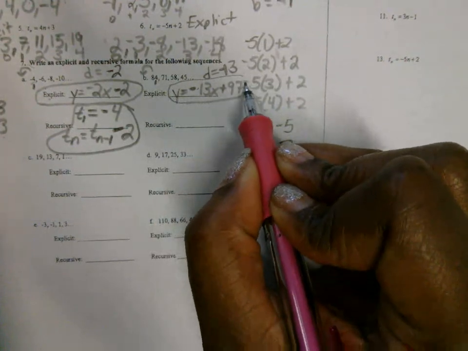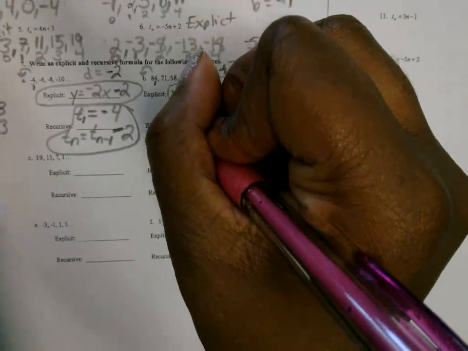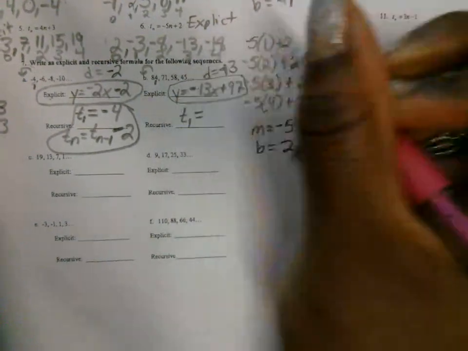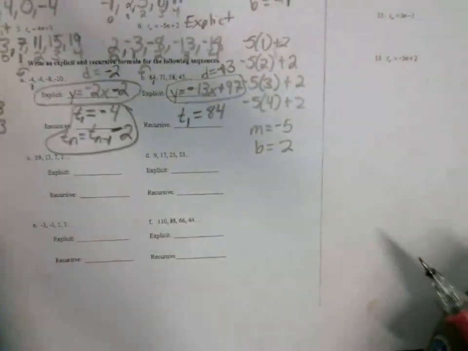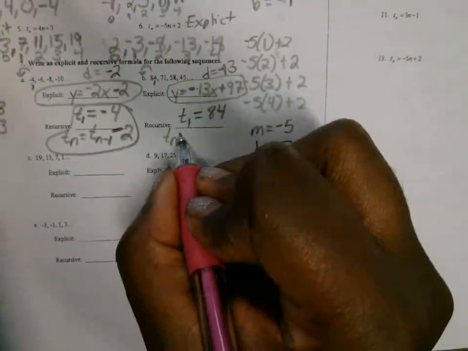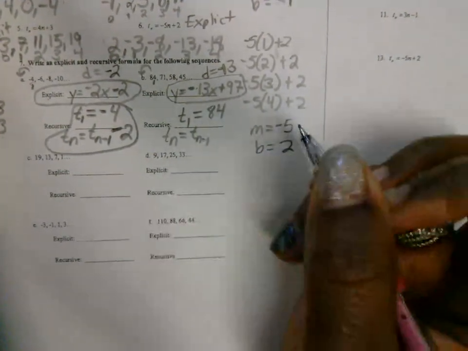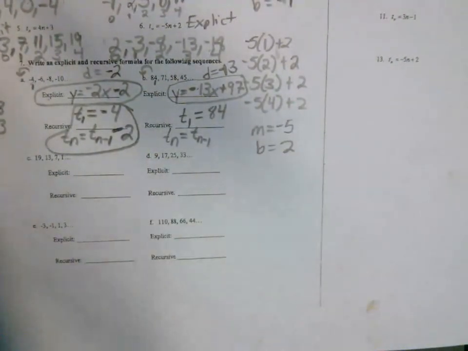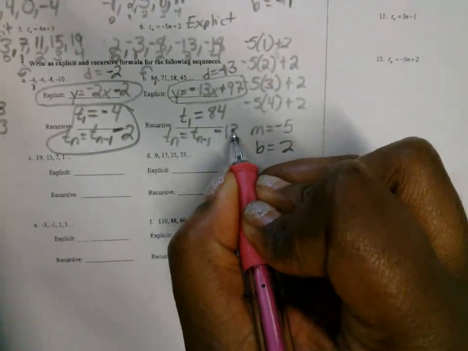What did you put? You don't even remember. Right. Recursive. What's the first number? What's my T sub 1? First number in the list. 84. Then I'm going to write T sub n is equal to T sub n minus 1. And what am I going to do every single time? I'm going to subtract 13.